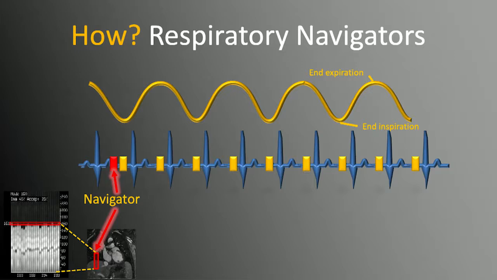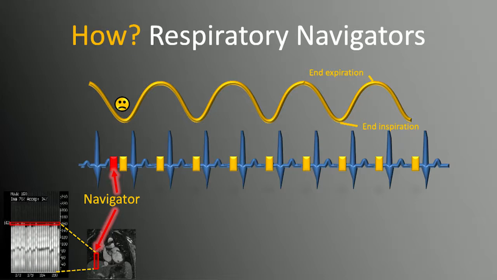Okay, how can we deal with that? Well, respiratory navigators were introduced a couple of years ago by Dick Eamon and his team, which is basically a small MR image at the dome of the right hemidiaphragm. You look at this in real time, and in real time you make decisions about the position of that lung-liver interface.